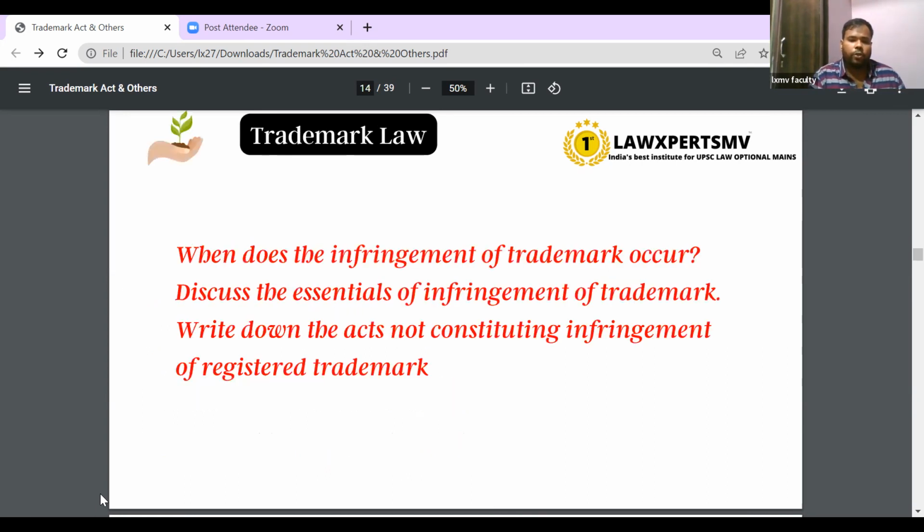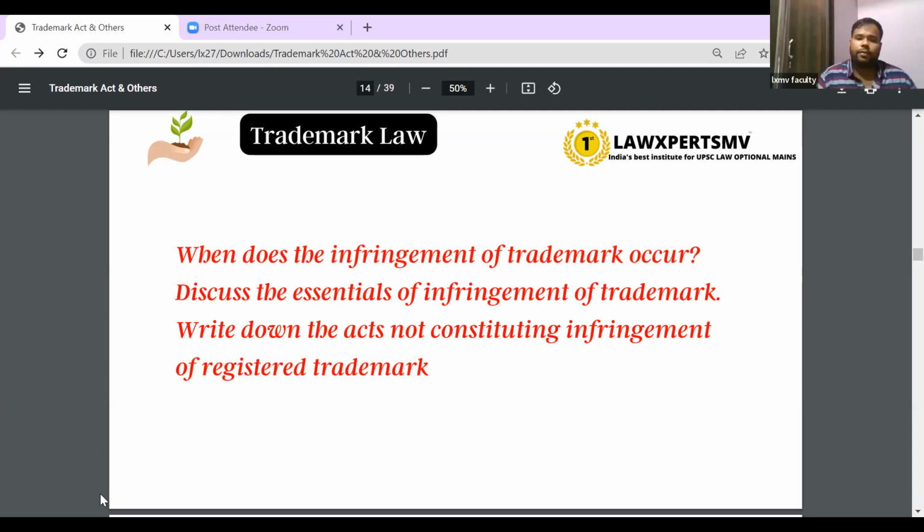Coming to the UPSC law optional question, I think this was asked in 2017. Can anybody read it for me? Anyone? When does the infringement... am I audible? Yes, Ms. Nitish, yes. When does the infringement of trademark occur? Discuss the essentials of infringement of trademark. Write down the acts not constituting infringement of registered trademark.